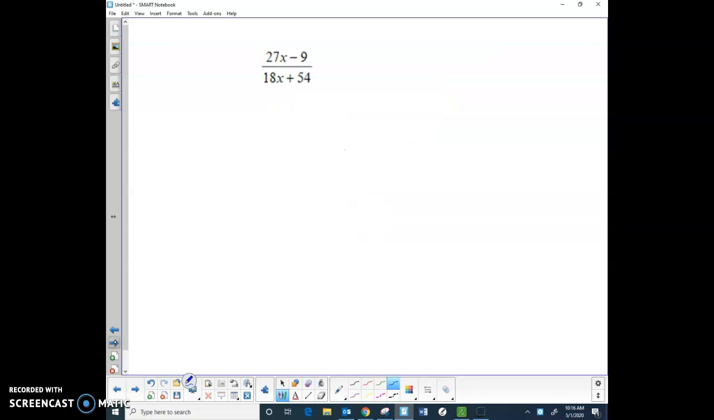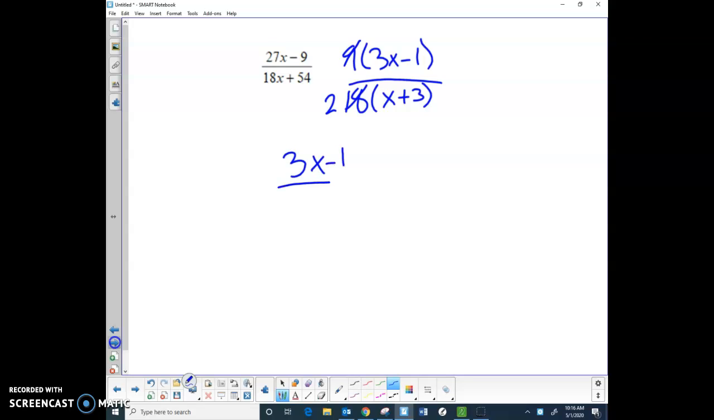Another one, 27x minus 9 over 18x plus 54. Again, we're looking for the greatest common factor to come out of here. If we look at the top, I've got a 9 that comes out of there, and I'm left with 3x minus 1. On the bottom, I've actually got an 18 that comes out of there, and I'm left with x plus 3. We know that 9 goes into 18 twice. So what we're left with is 3x minus 1 in the numerator and 2 times x plus 3 in the denominator. This is the simplified form.